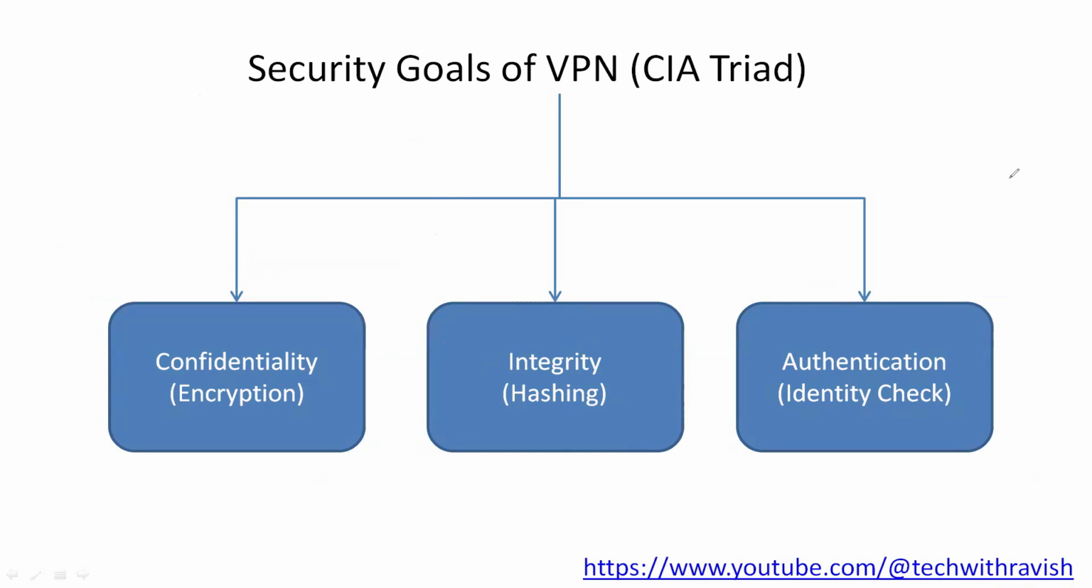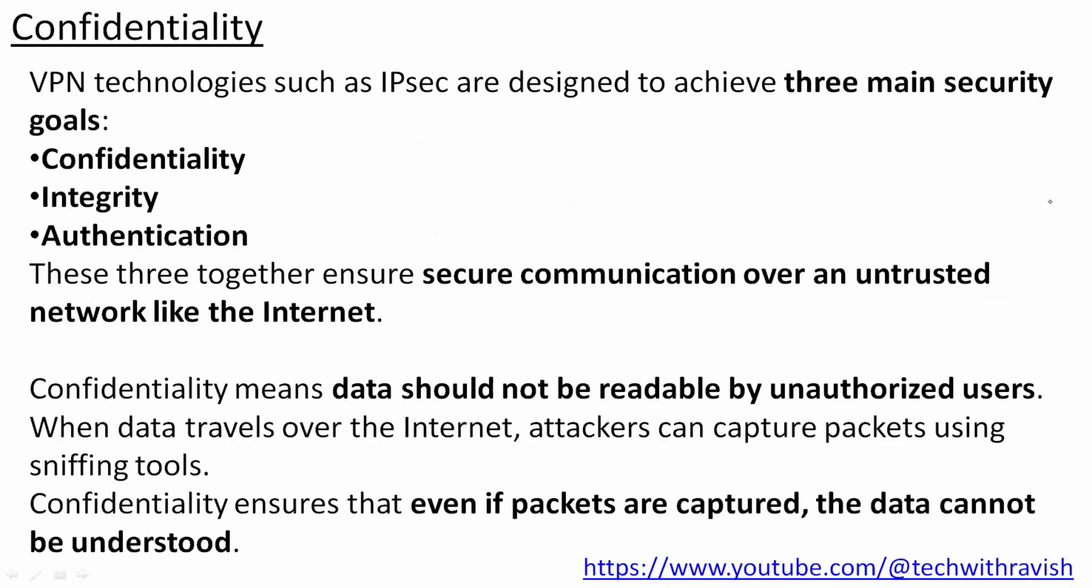Basically, VPN works over three security rules: confidentiality, which means encryption, integrity, which means hashing mechanism, and authentication, the checking of source and destination users. It will check the user validity. Let's start with the confidentiality. So VPN technologies such as IPsec are designed to achieve three main security goals. What are these? Confidentiality, integrity, and authentication.